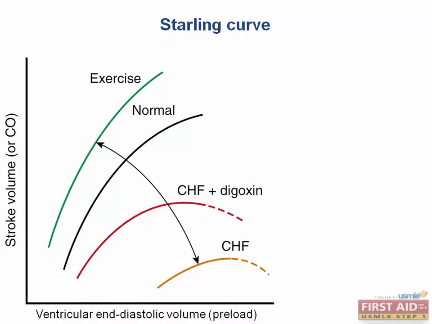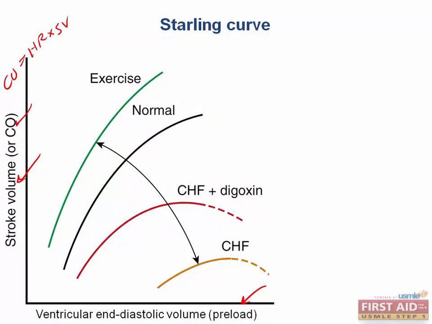Another great example of a diagram you might see on your Step 1 exam is the oxygen hemoglobin dissociation curve. So the Starling curve plots ventricular end diastolic volume, or preload, versus stroke volume, or cardiac output. Remember, we can write that because cardiac output is determined by heart rate times stroke volume. Starling really just wanted to see the effect of volume.